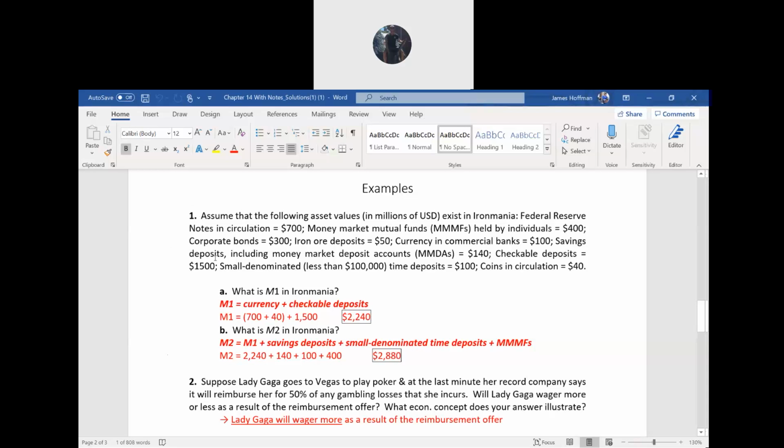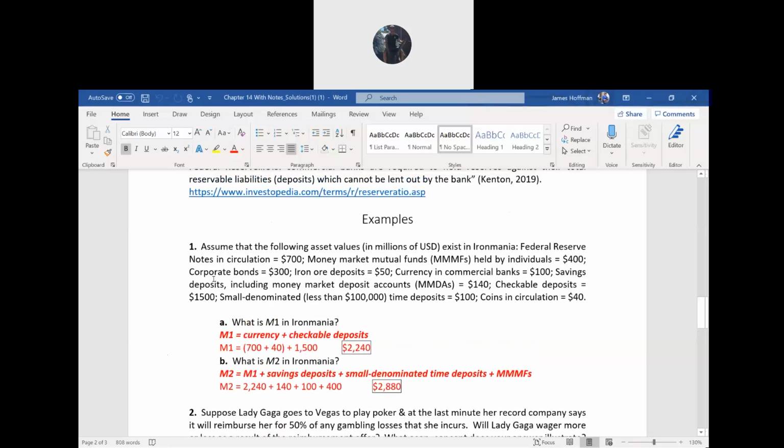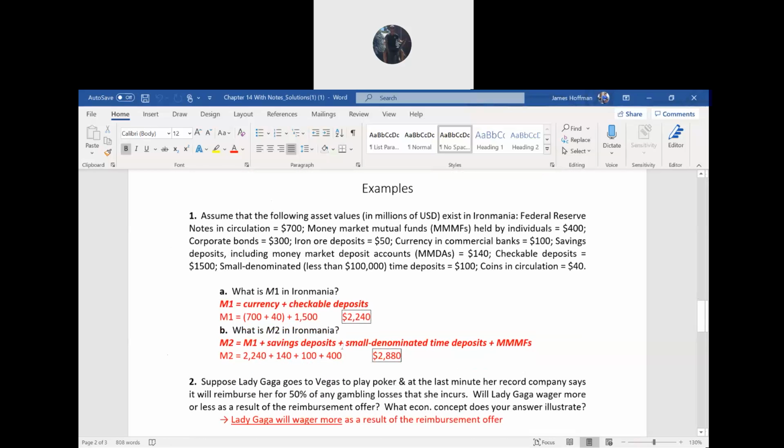Okay, so pretty simple. Just start with the definitions and make sure that you put the items into their specific definition. And there's a few things that you just ignore. So Federal Reserve notes in circulation goes into currency. Money market mutual funds goes here. And corporate bonds is not part of a definition of money. So if you see corporate bonds or securities or stocks, that's not a definition of money. Ignore that. Iron ore deposits, that's some kind of mineral.